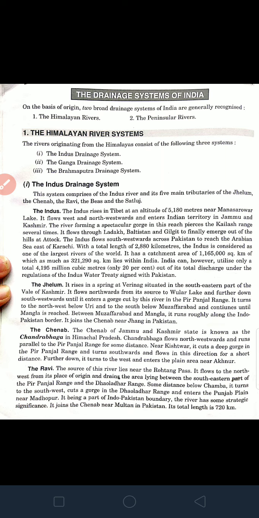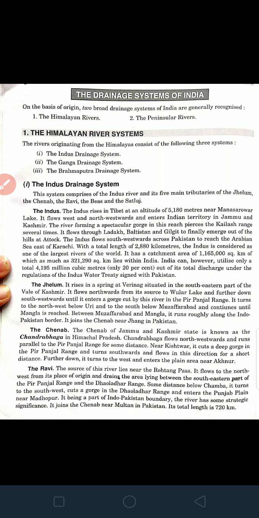The Jhelum River rises in the spring of Verinag, situated in the southeastern part of the Vale of Kashmir, and it flows northwards from its source to Wular Lake and further down southward and westward until it enters a gorge cut by this river in the Pir Panjal range. It turns to the northwest below Uri and to the south below Muzaffarabad and continues until Mangla is reached. So that is the whole path of this river.